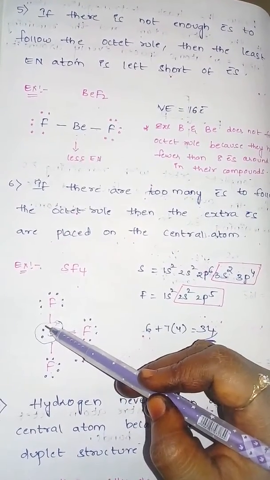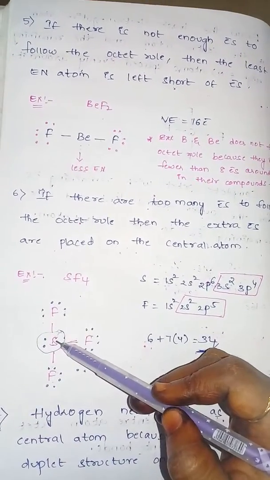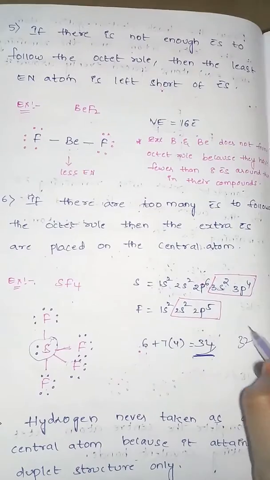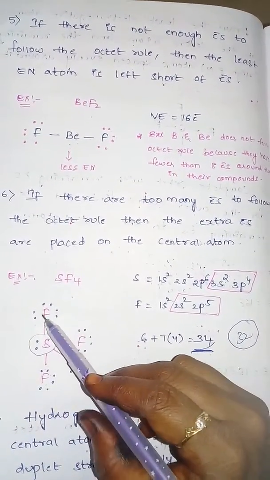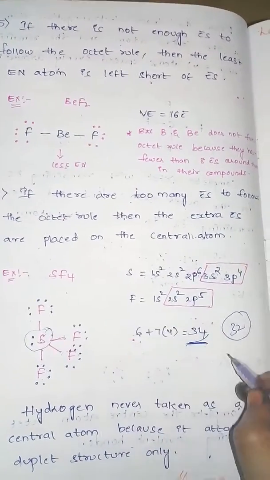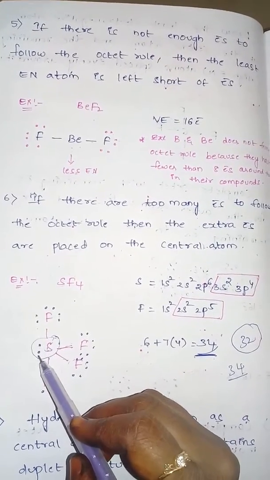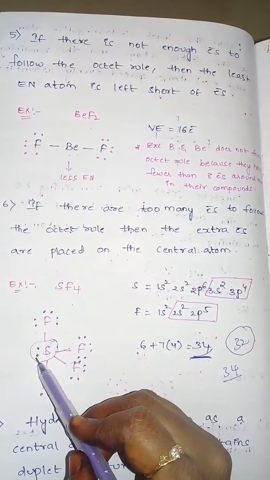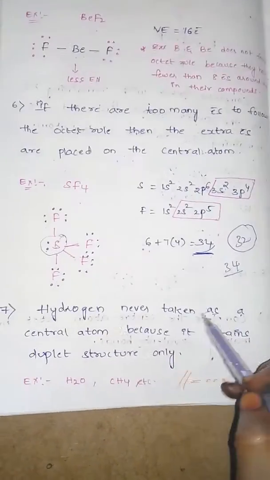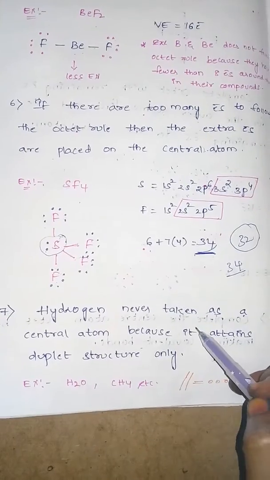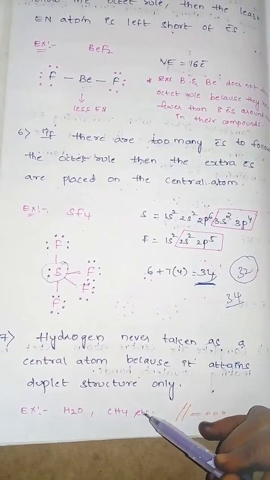So the extra electrons are placed on the central atom. Here, 1, 2, 3, 4, 5, 6, 7, 8. Sulfur also has an octet, with 32 electrons. Having 32 electrons means the structure follows the octet rule, but with 34 electrons, the extra 2 electrons are placed on the central atom. So this is the sixth rule. And the seventh rule is that hydrogen is never taken as a central atom because it attains a duplet structure only. Examples are H2O and CH4.